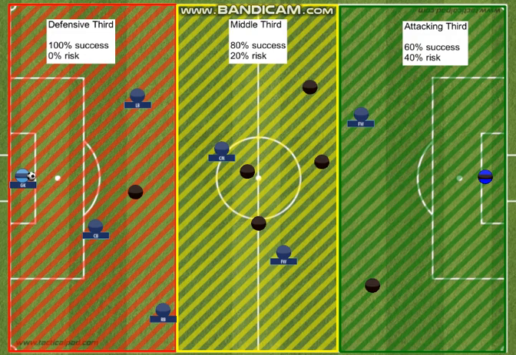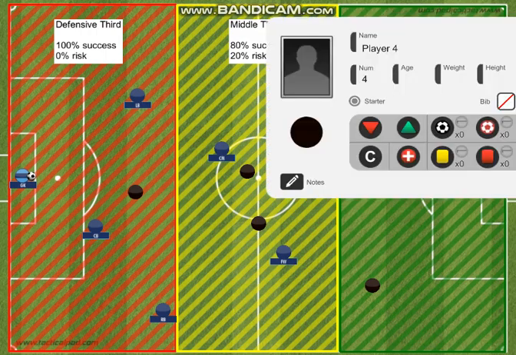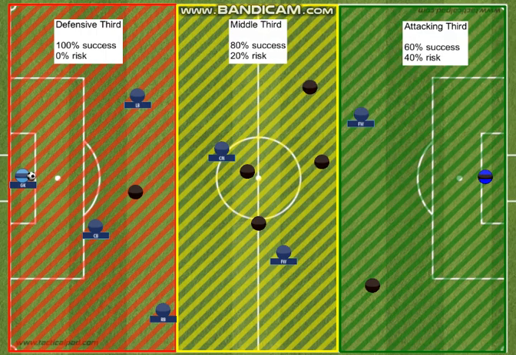You might have noticed as well that I've put some success versus risk percentages. This does not mean that players in the defensive third should have a 100% success rate. No player should and ever can have a 100% success rate. That is impossible. And if you expect that from yourself, then you should play another sport, because there's no way that you can get 100% success with any of your decisions in life or in soccer.